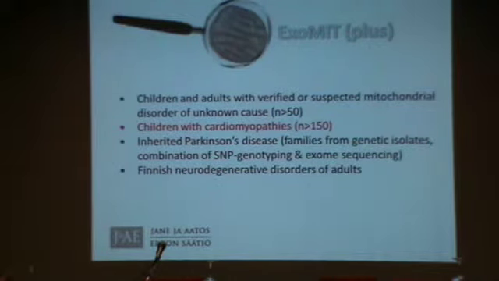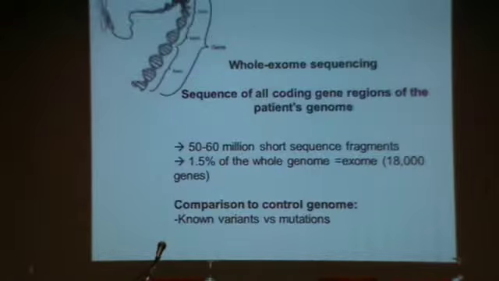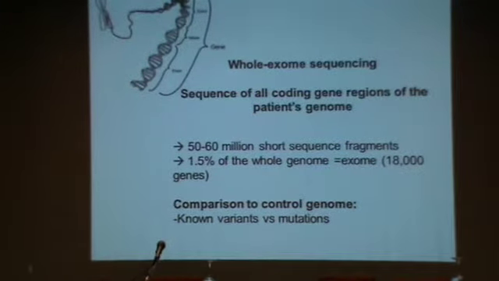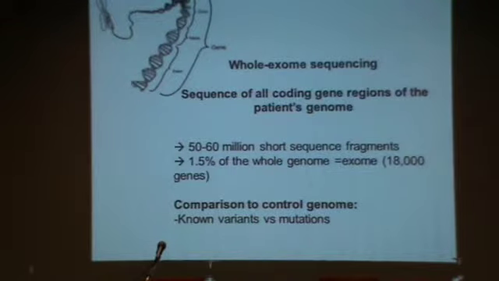We have done this whole exome analysis, and I'm going to explain what it is, of cardiomyopathies and also other mitochondrial disorders. It has been very useful in our hands to get diagnosis and also to increase understanding of what kind of defects can cause cardiomyopathy. When we do whole exome sequencing, it means that we analyze all the protein coding genes of the genome, not just selecting a few candidate genes, but analyzing all of them, or at least most of them. This comprises about 1.5% of our whole genome. Then we look at all the variants, compare them to the normal sequence and ask whether there are any changes that this specific patient has which are not present in the normal population.